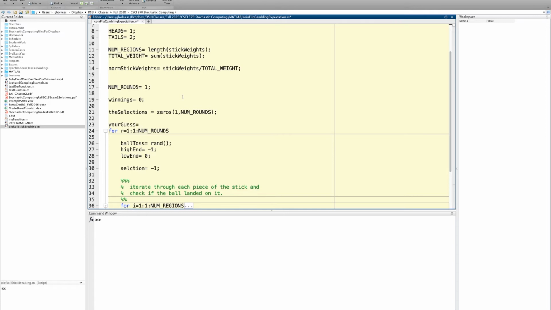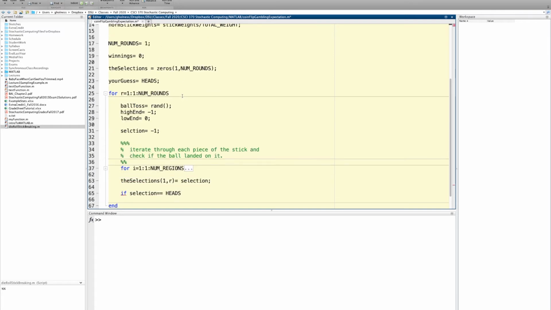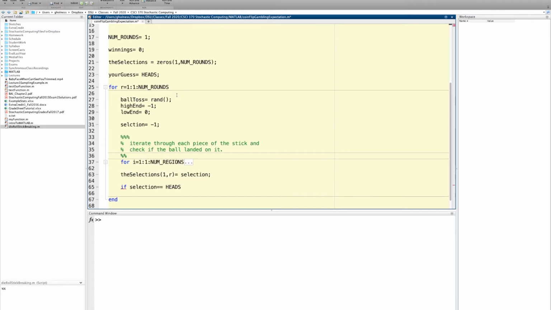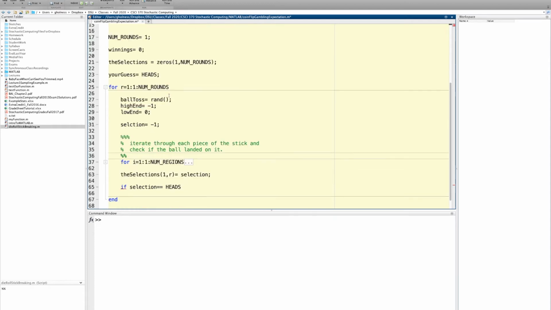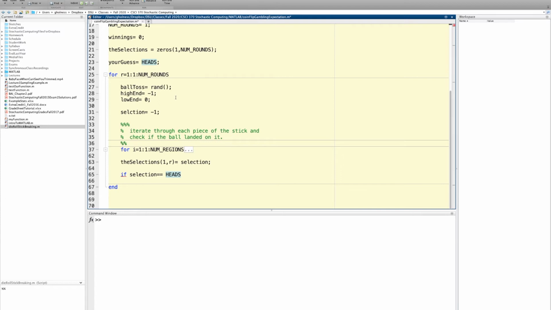And then your guess, we're going to say it's heads. All right. So let's assume each time you guess heads. Now, we could absolutely implement this so that each time your guess is randomized. In fact, maybe we should do that, but we're not going to do that for now. Let's assume your guess is heads all the time. All right. So your guess is heads, and we're going to flip a coin, and you're going to guess heads every single time. All right.